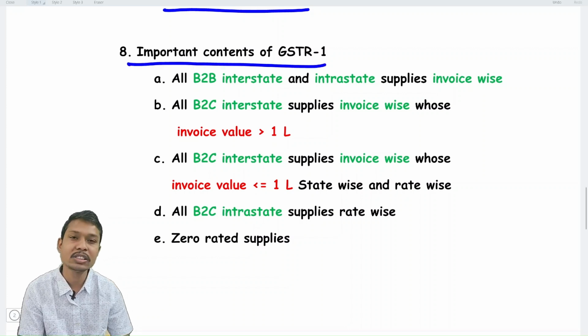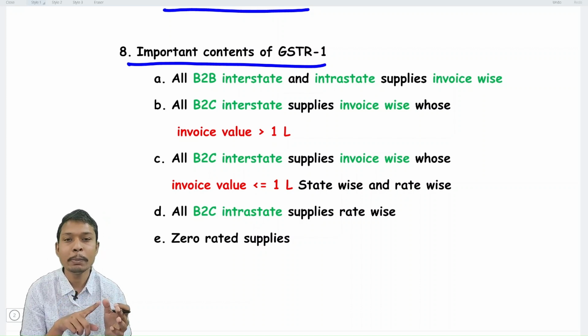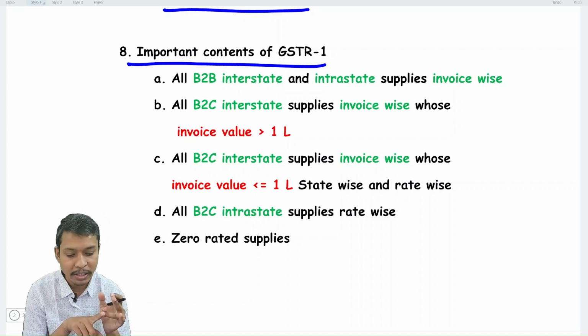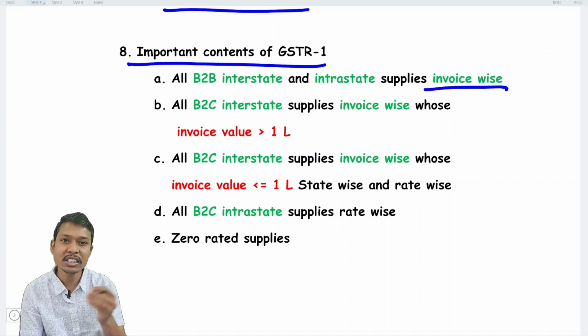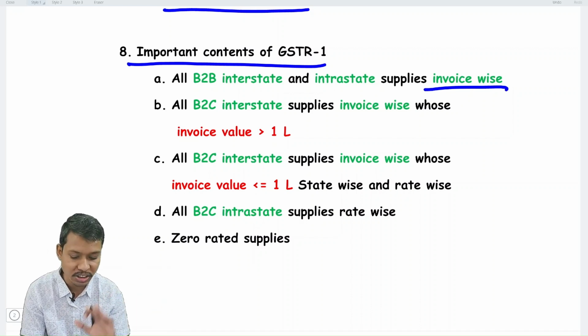And the next topic is the important contents of GSTR-1. What are the important contents of GSTR-1? Any B2B supplies made, whether interstate supply or intrastate supply, an invoice-wise breakup has to be given in GSTR-1.